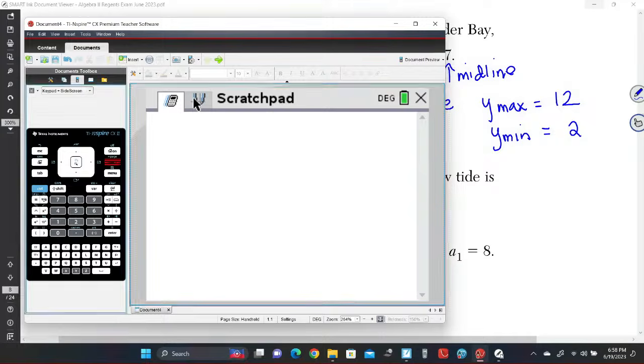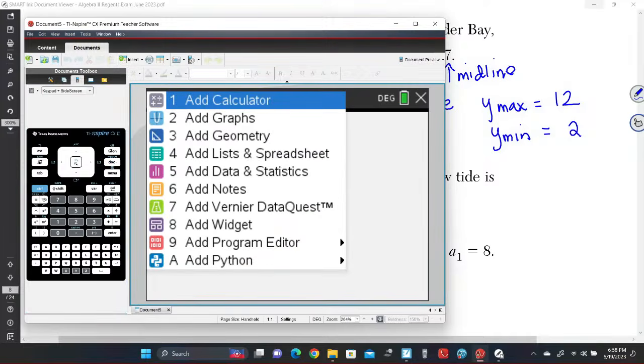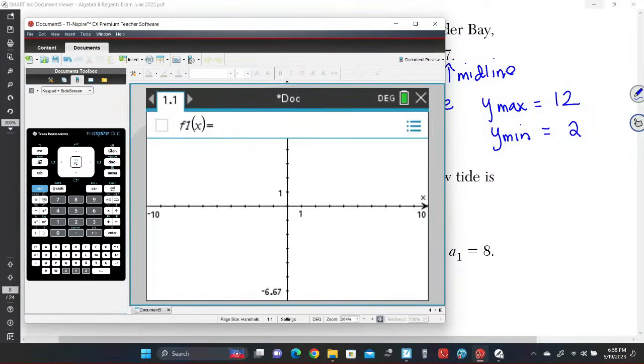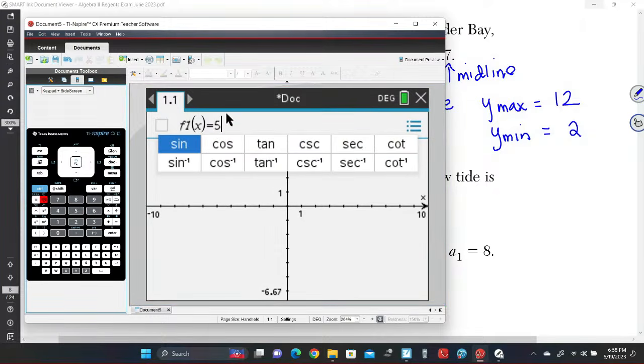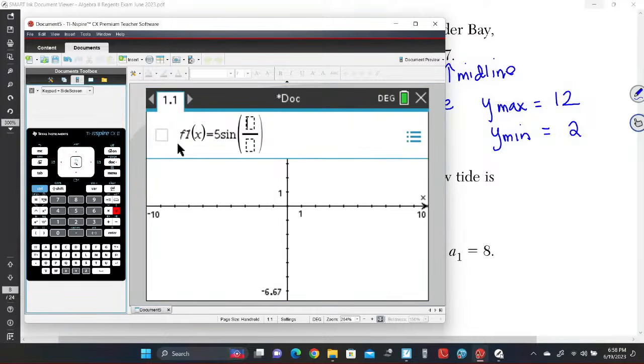So I'm going to open up a brand new file here. New, not worry about it. I'm going to add a graph. All right, so here we go. I'm going to have 5 times the sine. I'm going to put the fraction bar in of pi over 6 times, now I'm going to use x instead of t, but that should be comfortable for you, I hope. All right, that plus 7.